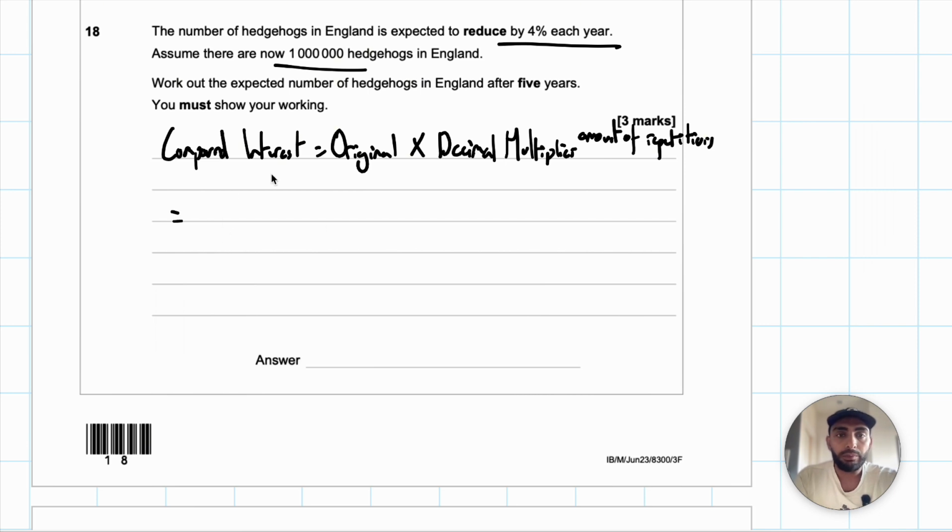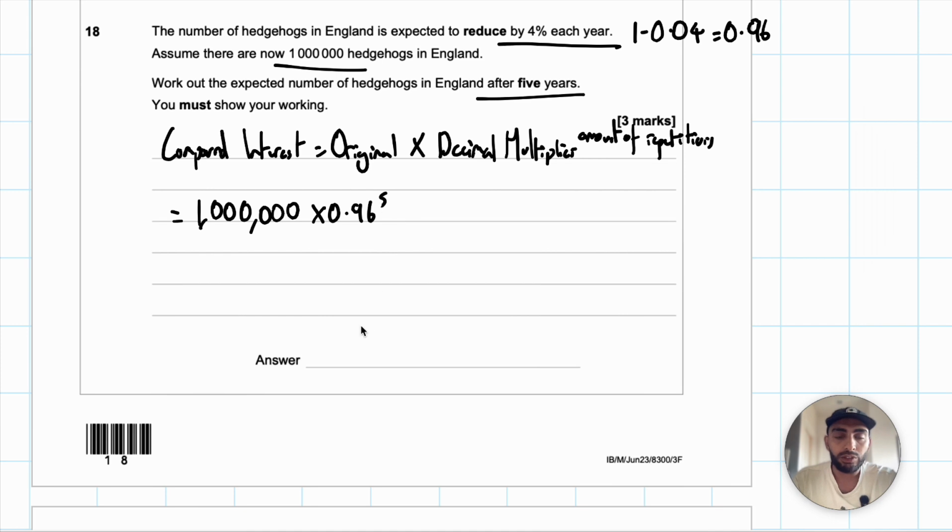The original here is 1 million. We're going to need to work out what the decimal multiplier is. Because it's a reduction of 4%, what is 4% as a decimal? 4% is 0.04. We just divided that by 100. So that is a decimal multiplier of 0.96. So we're timesing that by 0.96. And the amount of repetitions, because it's after 5 years, is to the power of 5.